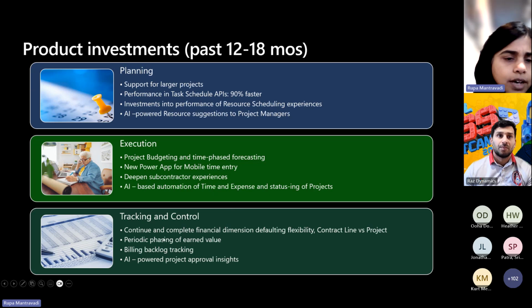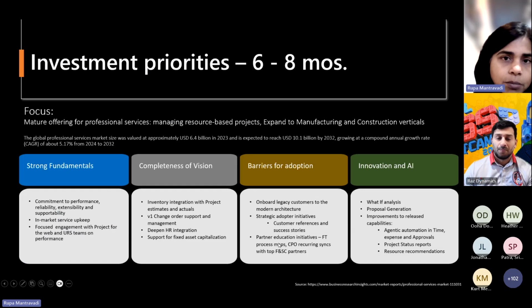We have done a ton of maturity in our financial dimension defaulting, phasing of earned value, billing backlog tracking, approvals. Of course, I already talked about approvals in the execution and statusing of projects. So these are some of the highlights over the last 12 to 18 months. And then in the next 6 to 8 months, we look at investments.